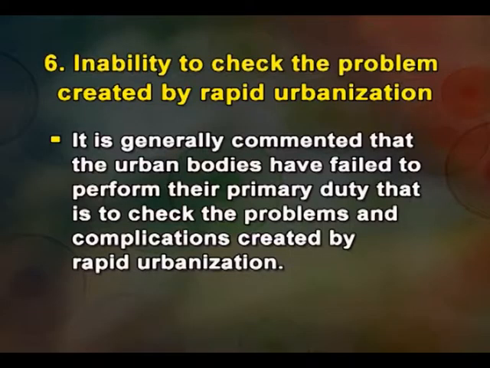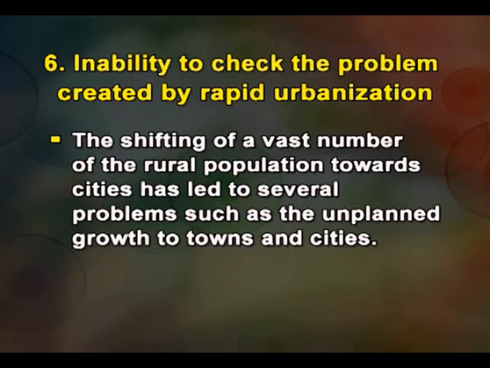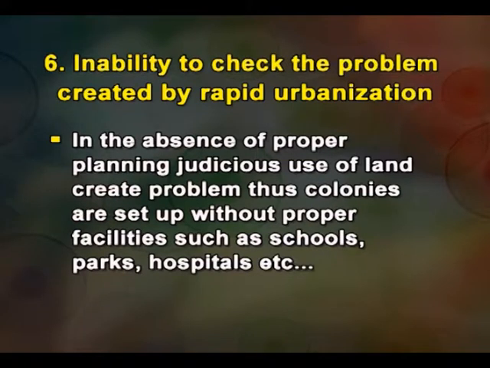We have to think with foresight, about future things. But it is generally commented that urban local bodies have failed to perform their primary duty, that is to check the problems and complications created by rapid urbanization. The shifting of a vast number of the rural population, that is migration towards cities, is creating more and more problems. In the absence of proper planning and judicious use of the land, colonies are set up without proper facilities of a park, drainage, water, hospital, school, etc.